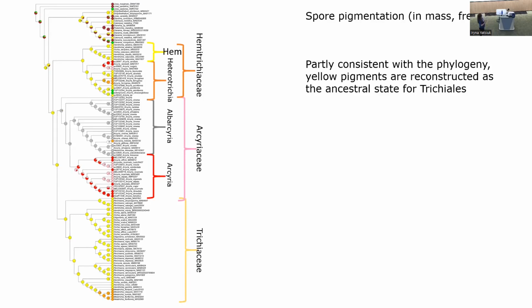And you see, Heterotrichia is also not a uniform group. It includes mostly yellow-spored species, but some with red spores. So that's the reality.